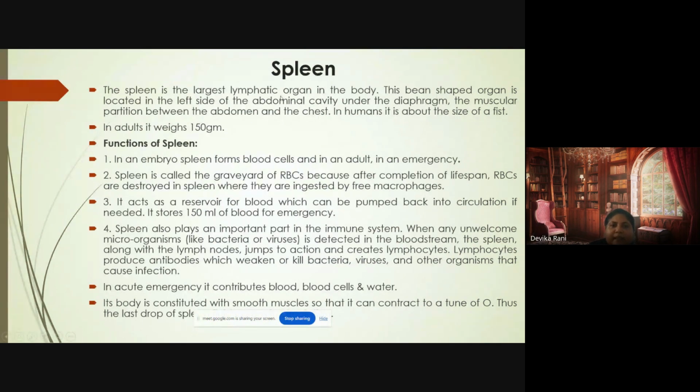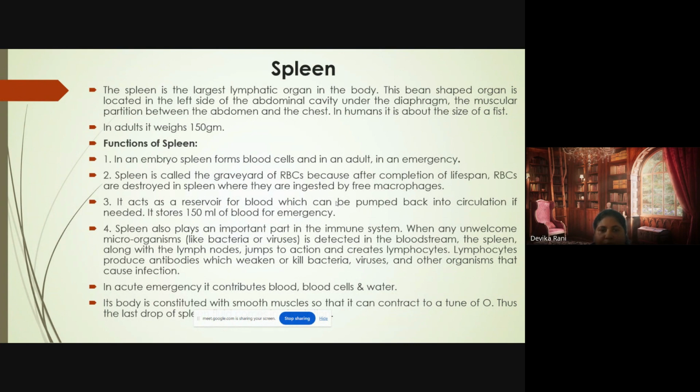So the spleen contributes blood cells, and here we see it acts as a reservoir of blood, and it is also a graveyard of RBCs, right? So it removes the dead and unhealthy RBCs. It also filters the blood. Lymphocytes then produce antibodies which weaken or kill bacteria, viruses, and other organisms that cause infection. So in acute emergency, it contributes blood, blood cells, and water to the body.